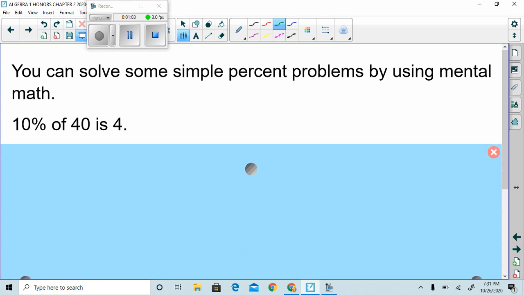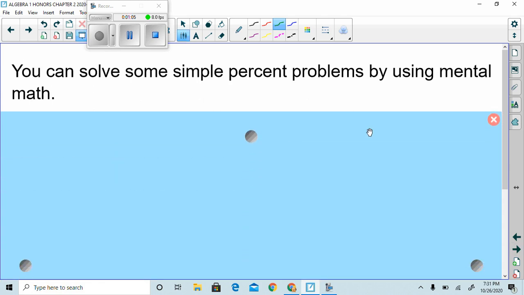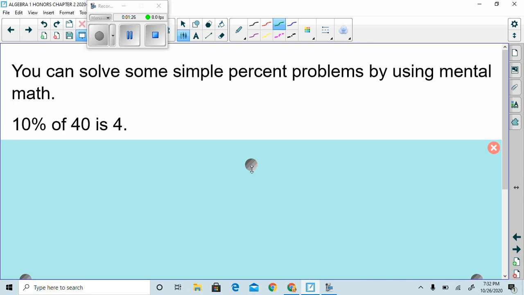Before we do proportions or equations, I want to talk about a mental math strategy that works with multiples of 10%. These come in handy when you're trying to find 20% of a discounted item or 30% off, or maybe you wanted to calculate a 20% tip at a restaurant. Well, 10% of a number just says we're moving that decimal one place to the left. So 10% of 40 is 4.